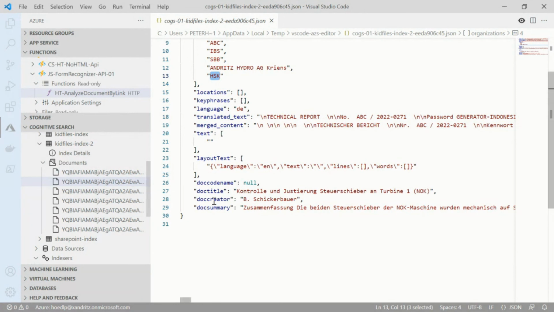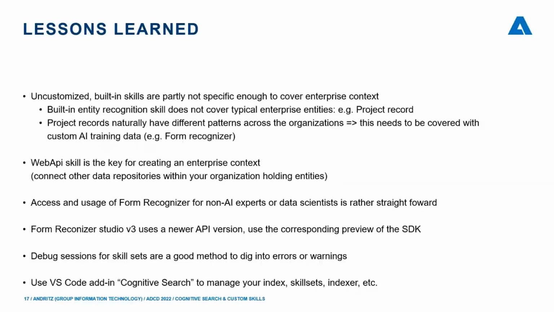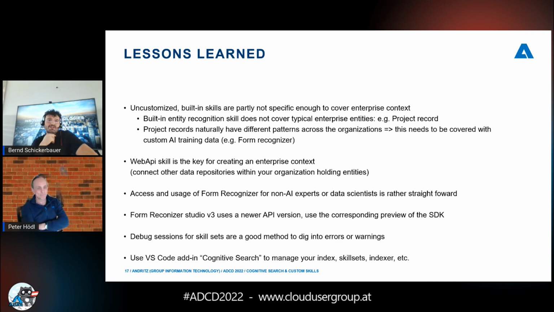So now we can directly search, for example, for doc creator equals Bernd Schickerbauer, which is not in the metadata of the document, but it's really extracted out of the document and put into the metadata of the index. So this is more or less the whole story, and I would hand back over to Bernd, so that he shows our lessons learned. Thank you, Peter.